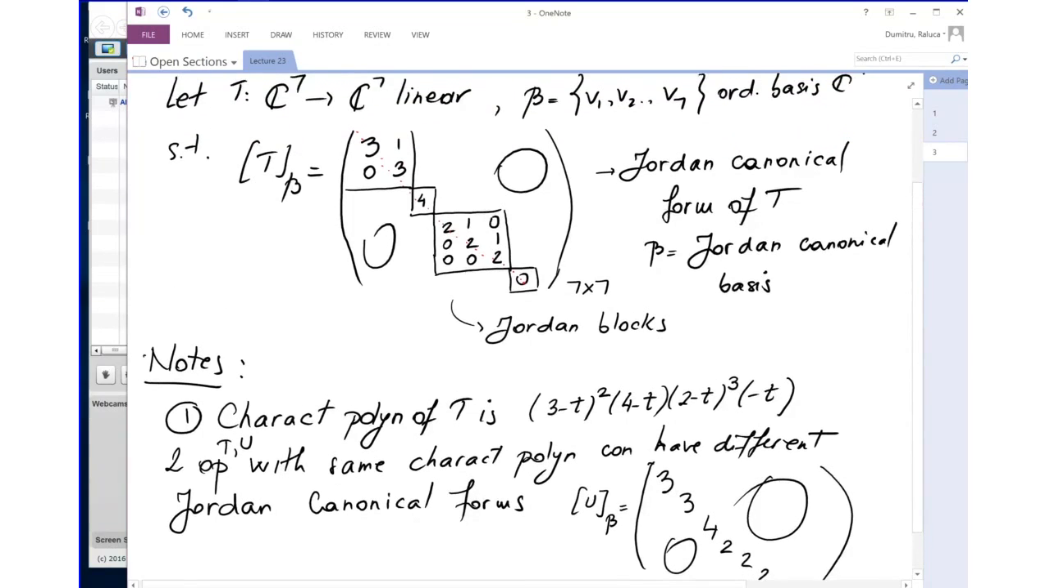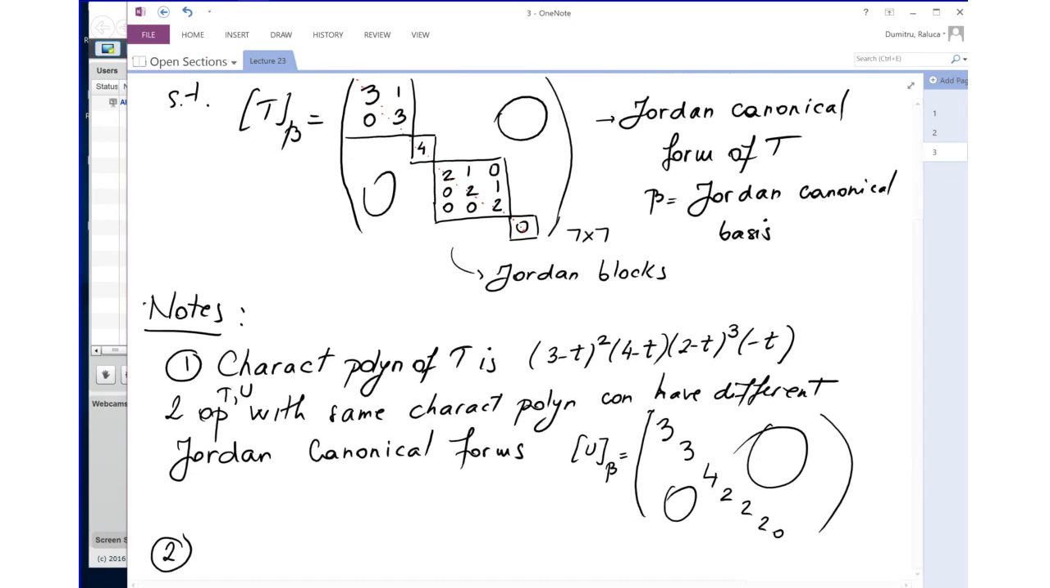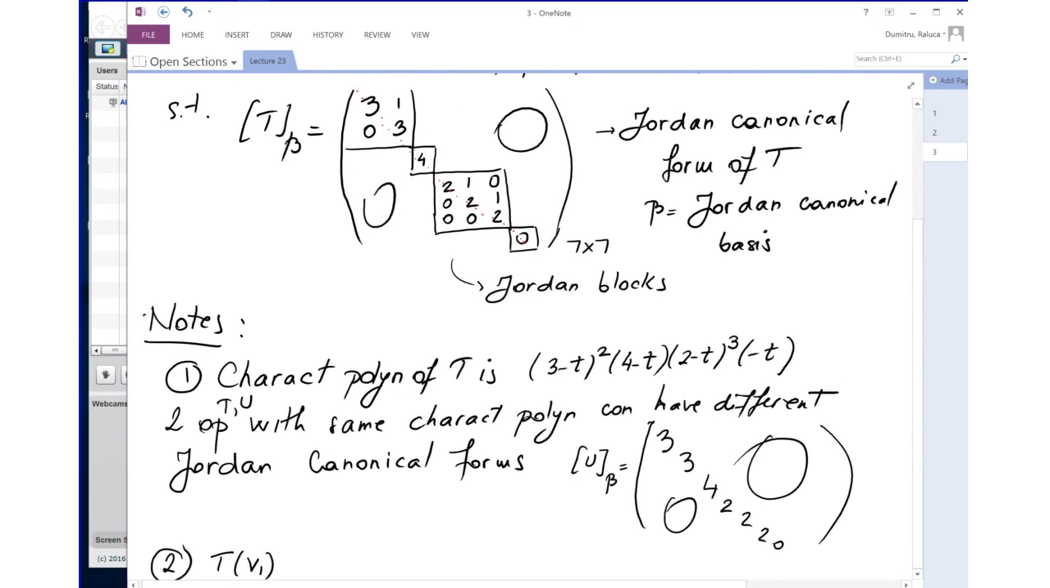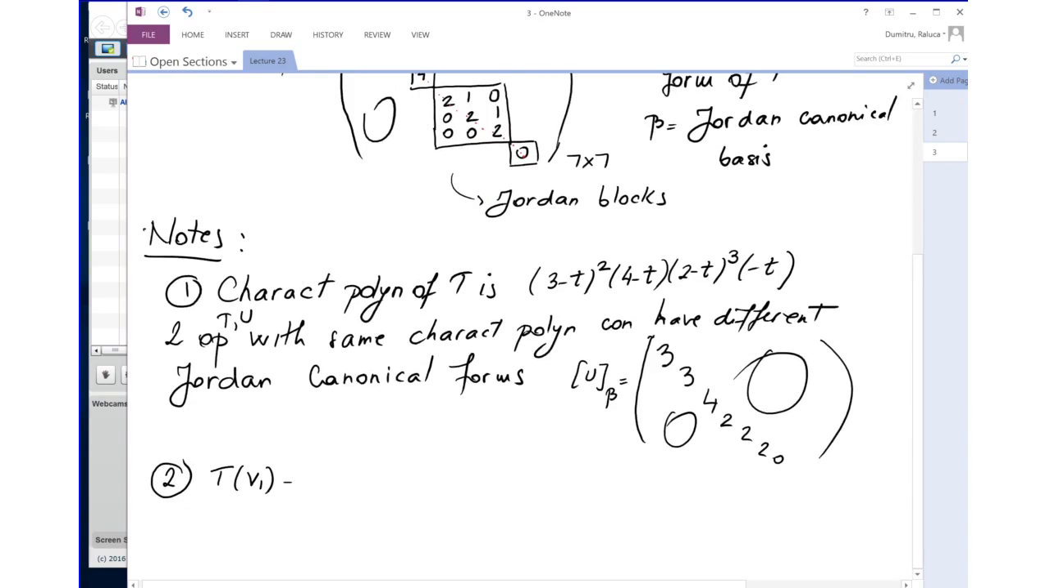All right. So now let's talk a little bit about the vectors in the basis beta. Let's look at V1. What will T of V1 be? Well, to find T of V1 helps you find the first column of the matrix in the basis beta. So T of V1 is just 3 times V1, because the rest of the coefficients are 0. And V1 is a vector in a basis, is non-zero, right? So it's an eigenvector for T, and this 3 is an eigenvalue.